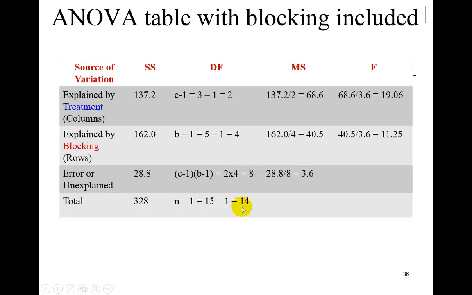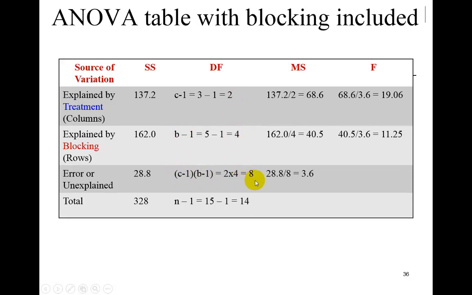deal with it. Either you do it by deduction, which is 14 total degrees of freedom minus degrees of freedom associated with treatment, which is 2, and the degrees of freedom associated with blocking, which is 4. So that gives you 8. Or simply multiply the degrees of freedom for treatment by that for blocking, which is what I show here. 2 times 4 gives you 8.